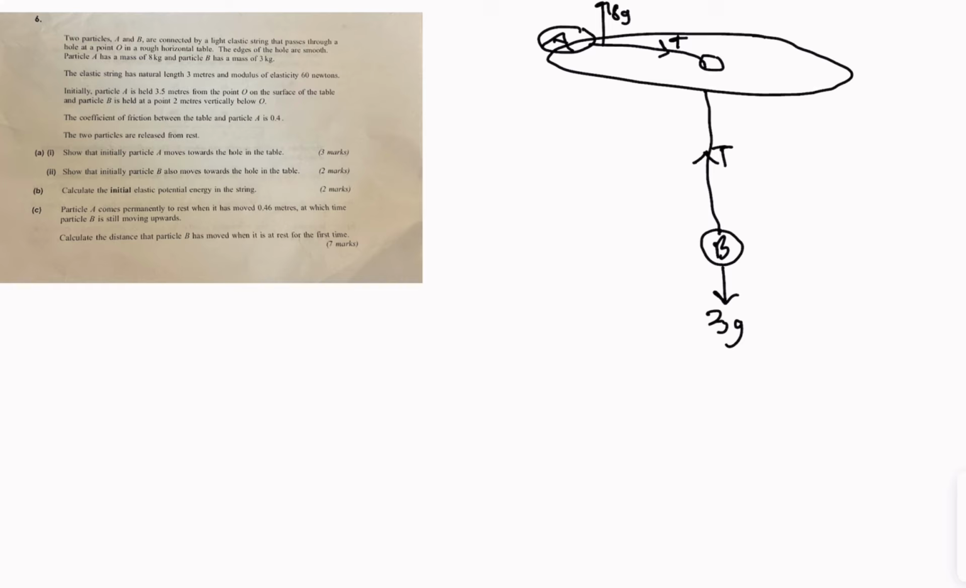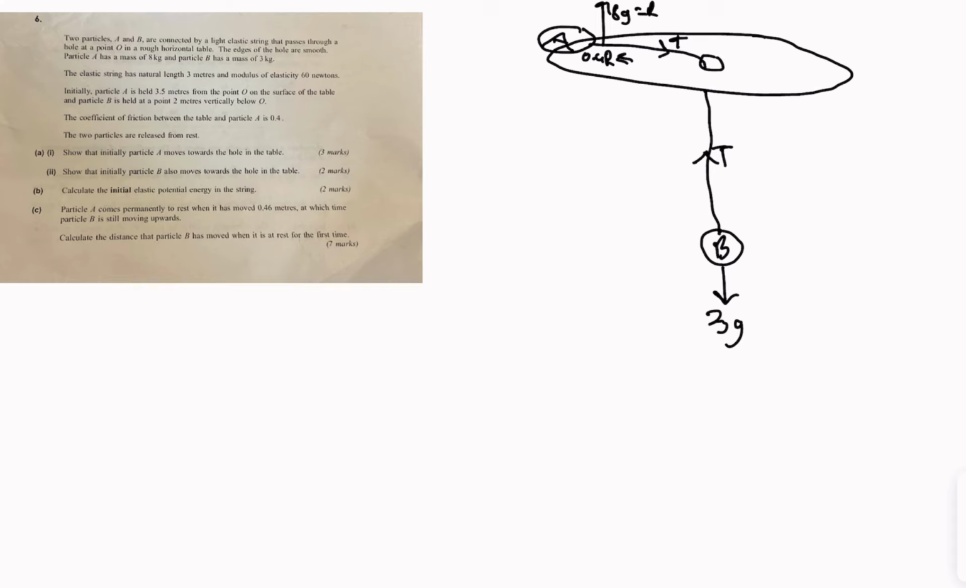The two particles are released from rest. The first question says, show that initially particle A moves towards the hole in the table. Okay, so I've drawn a diagram here that's going to show what it looks like. So we've got the two particles A and B, which are going to be 3.5 meters and 2 meters away. We've got tension in the string, which is going to act towards the hole from both of them. And we've got a reaction force of 8g newtons on A and a friction of 0.4 times R, which is going to be going the opposite direction to T. And we've also got a weight of 3g acting on B.